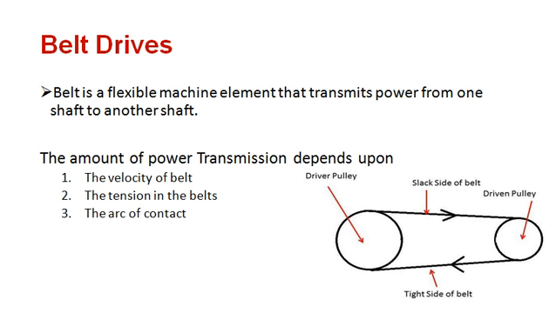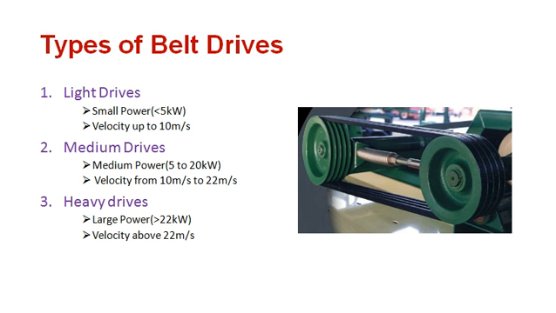Coming to the belt drives. A belt is a flexible machine element that transmits power from one shaft to another shaft. The amount of power transmission depends upon the velocity of the belt, tension in the belt and arc of contact. The upper side is called the slack side, the lower side is called the tight side. This is the driver pulley and this is the driven pulley. Coming to the types of belt, it may be light drives if it transmits power less than 5 kilowatts, medium drives 5 to 20 kilowatts, heavy drives more than 22 kilowatts, and velocity is given as 10 meter per second, 10 to 22 and above 22.